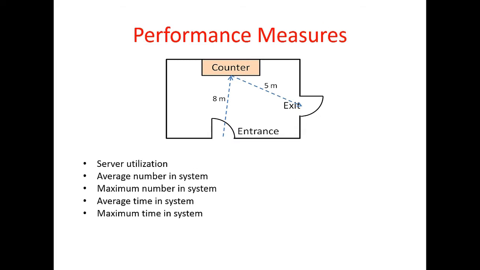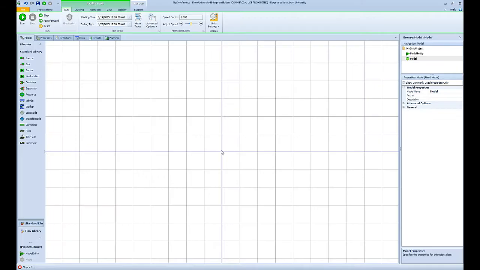And the performance measures that we're interested in are server utilization, average and maximum expected number in system, and average and maximum expected time in system for our customers. So for this model and most of the basic simulation models, we can simply use the objects in the standard library. These objects are general objects that are applicable to most simulation models.